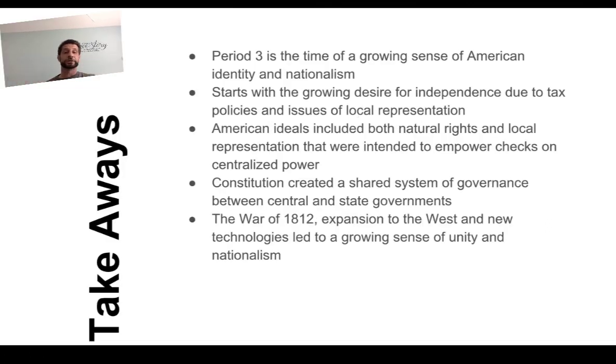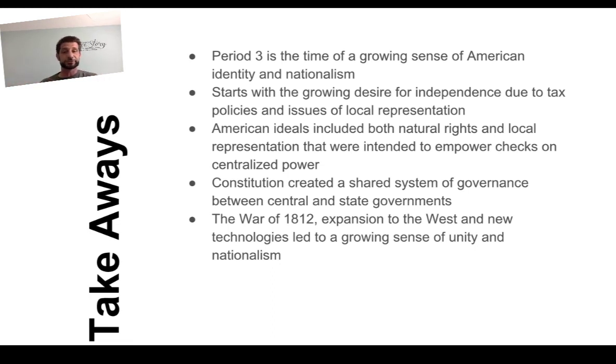So what are our takeaways that we can take from this? Well, remember our key concepts for period 3. Period 3 is a time in which America breaks away from Great Britain and starts forming its identity in nationalism. This began with that desire for independence due to tax policies and the tearing away of our local representation. Americans then began experimenting with new ideas like natural rights and the need for local representation and to have checks and balances on centralized power.